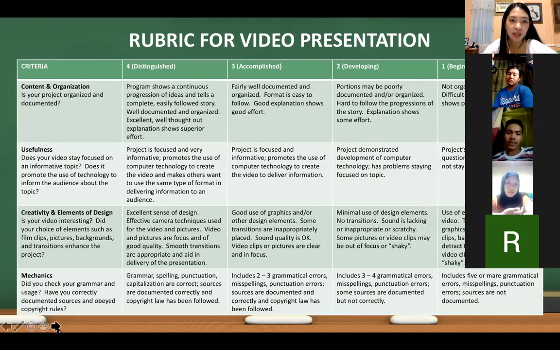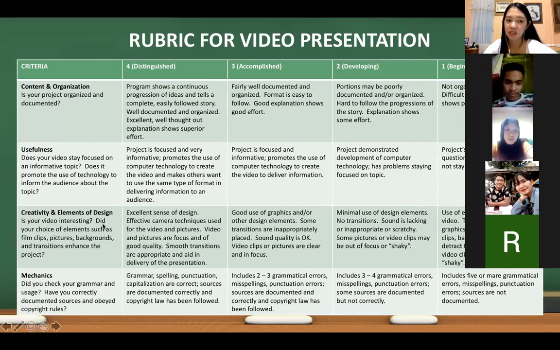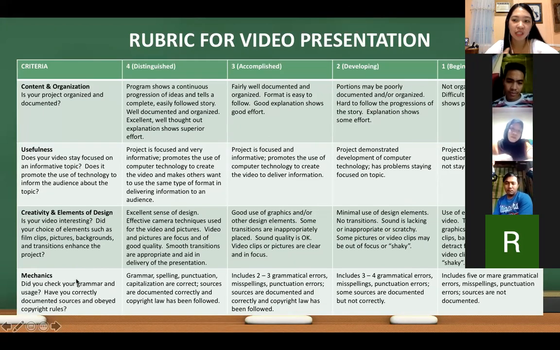And for the video presentation, you will be rated as follows. You will be rated based on the content and organization, on the usefulness, creativity, and elements of design and the mechanics. So yan lahat sa video presentation. Paano kayo mag-edit, paano yung transition, paano kayo magsalita, paano yung organization ninyo, mga pinapalabas ninyo sa screen. So yun, lahat yun magmamatter.